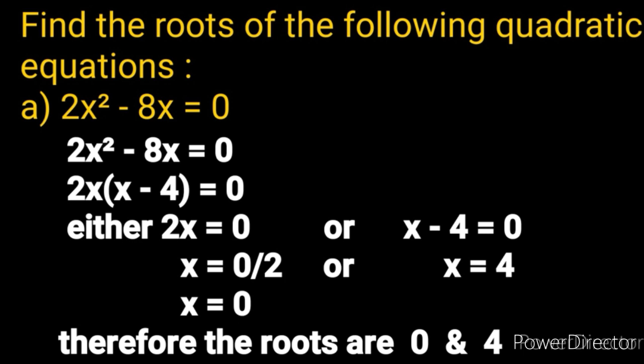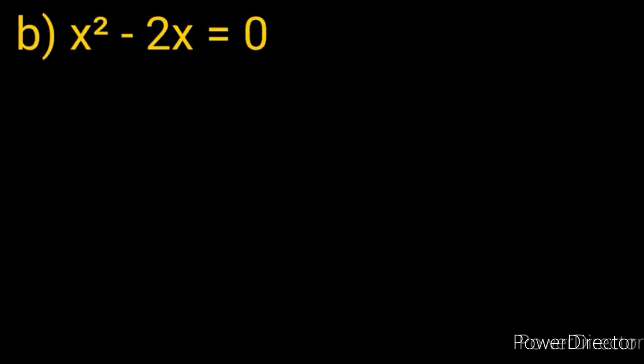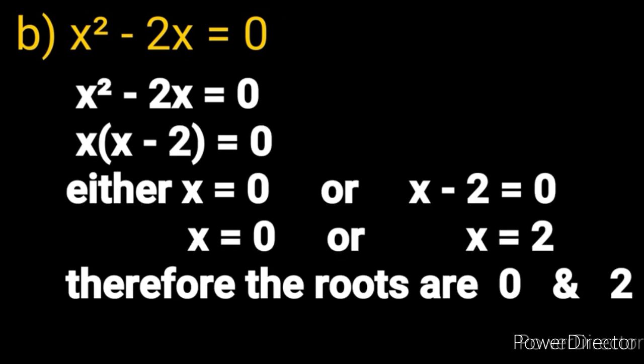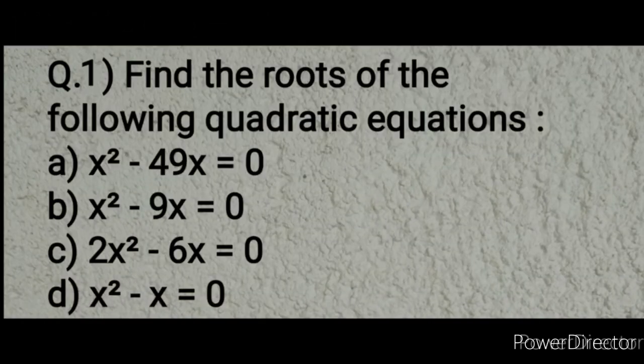Now let's see another example. x squared minus 2x equals 0. So we have x as common. So x, open the bracket, x minus 2, close the bracket, equals 0. So either x is equal to 0 or x minus 2 equals 0. So x is equal to 0 or x is equal to 2. Please take a screenshot of these questions and you can solve it.